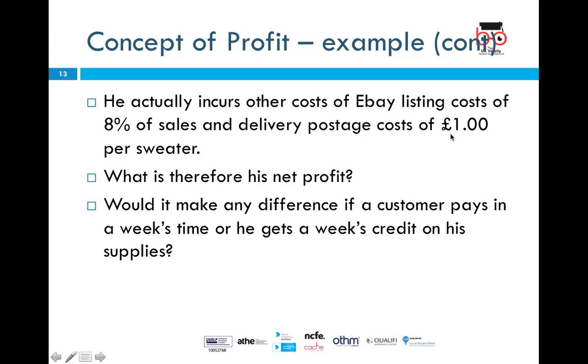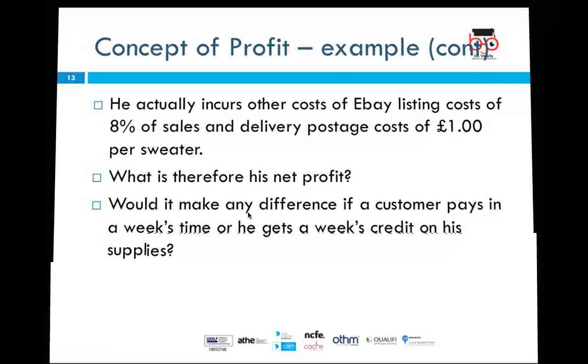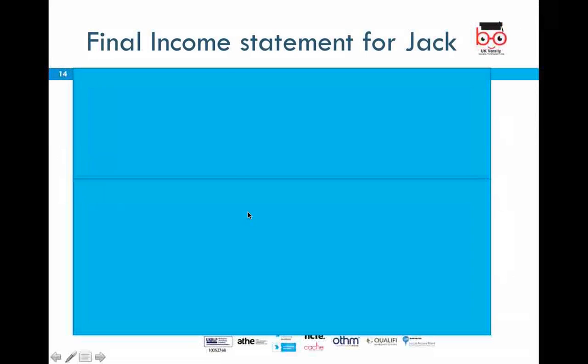So he incurs an eBay cost of 8% of sales and a delivery cost of £1 per sweater, because the more he sells, the more he reduces the admin and selling costs, and then the profit will change. And does it make any difference if a customer pays in a week's time, so he gets a week's credit supplied? That's the ratio analysis. If the debtors' and creditors' periods are delayed, or depend on the day and a particular period of time, then how do we calculate and interpret those figures?